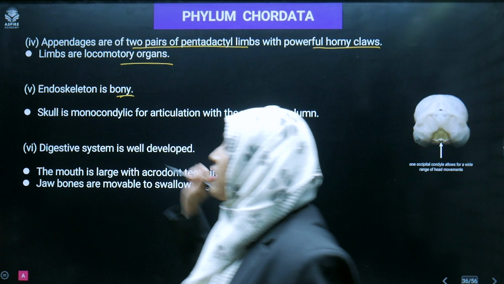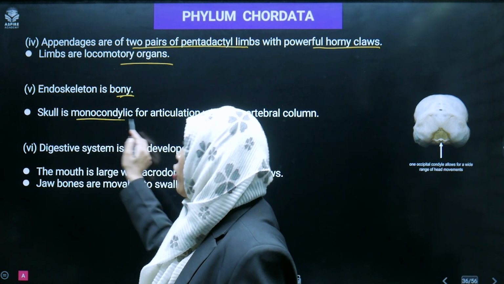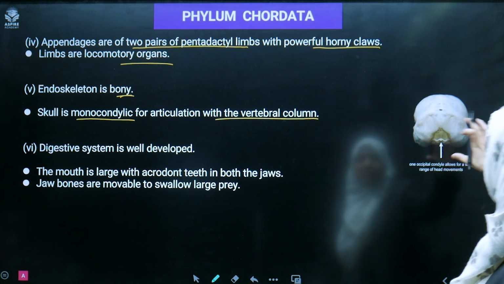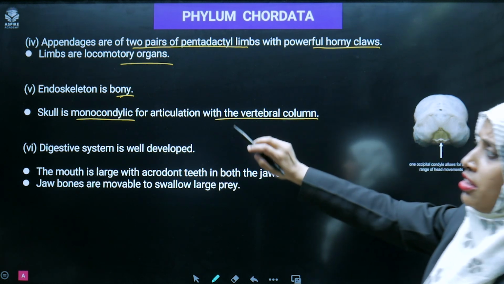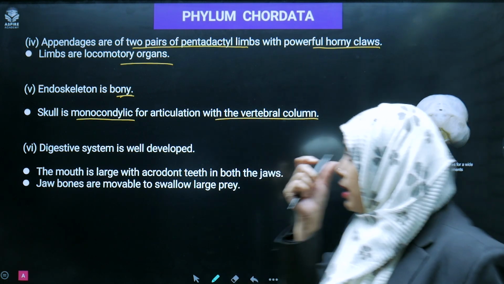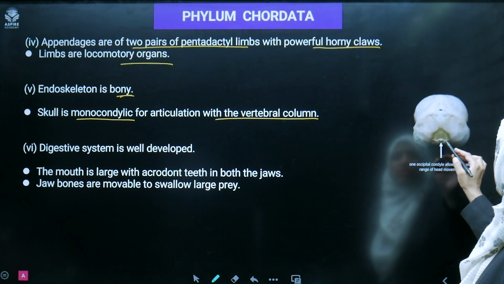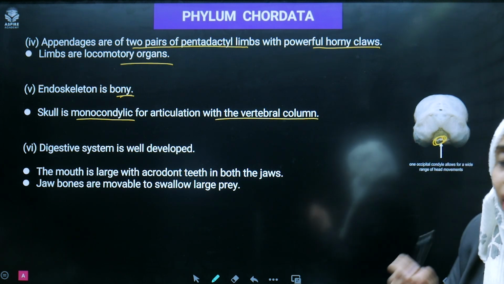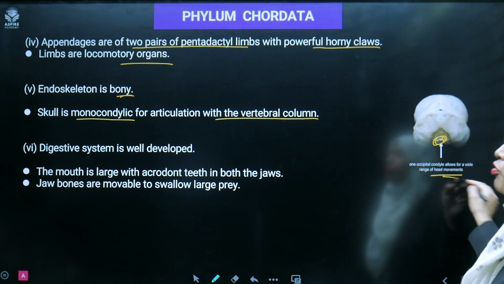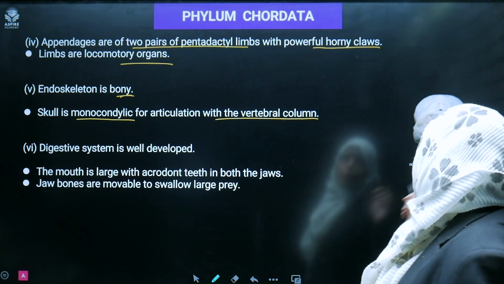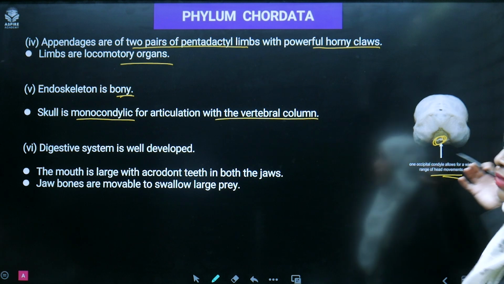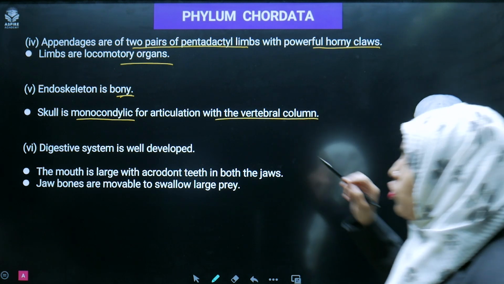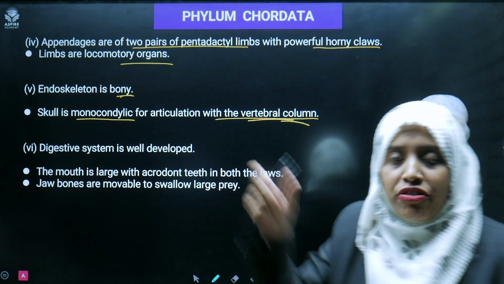Now, endoskeleton is present, but it is bony. So, a bony endoskeleton is present and the skull is monocondylic for articulation with the vertebral column. So, this is the skull and there is a presence of monocondylic articulation. You can see here, one occipital condyle is there. Why? So that a wide range of movement is allowed. A wide range of movement is possible here because of this monocondylic articulation. So there the vertebral column fits.